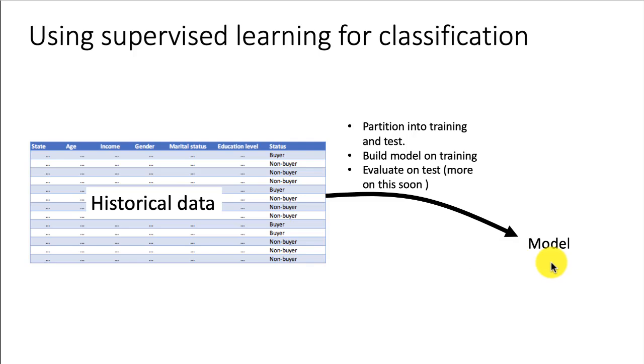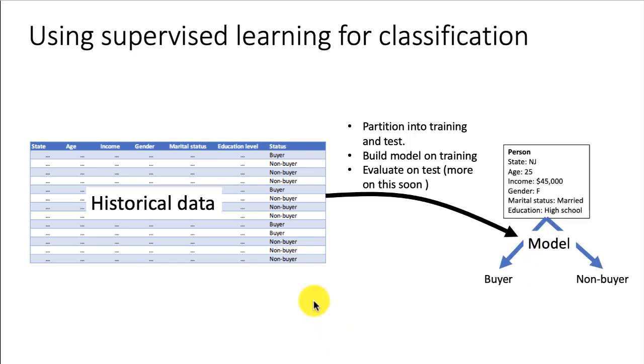So at the end of this whole process comes a model, assuming that the model evaluated to be a good model by whatever criteria we are using. So we've got a model. Now that we have a model, we can start using the model to classify new cases. So for example, here's a person with some attributes like state of NJ, age of 25, income of 45,000, gender, etc., all of that. So we apply the model, and the model is going to tell us whether this person is going to be a buyer or a non-buyer. The model is making that prediction for us. Of course, the model could be correct or wrong, but that's what the model is doing.